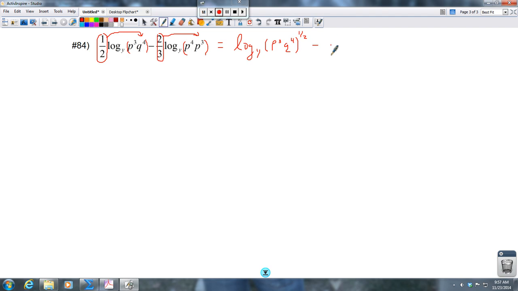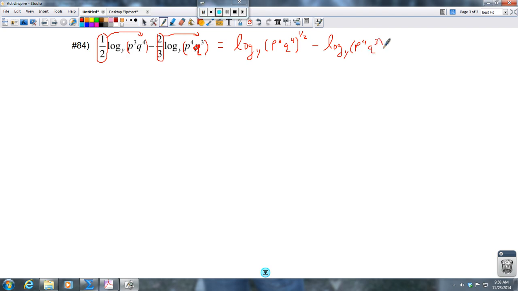Minus, we have log base y of p to the 4th, p to the 3rd, and actually I'm sorry, I have to back that up for just a second because I didn't notice that looked a little weird. This right here is not a p, this is a q. So I have to make sure I fill that in over here. This is q to the 3rd power.